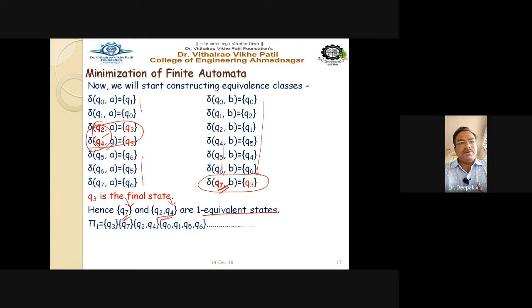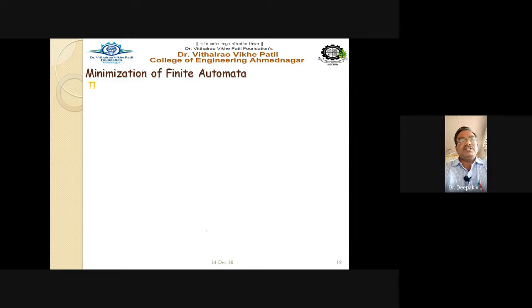Hence pi 1: Q3 as it is the initial state, then Q7 from here, then Q2, Q4 is here. So we have remaining only Q0, Q1, Q5, Q6. These four states are the remaining states. Means we have to further partition these four states, right? We have to further partition this, and we have to only consider the delta transitions for these states only. So let us see on the next slide.